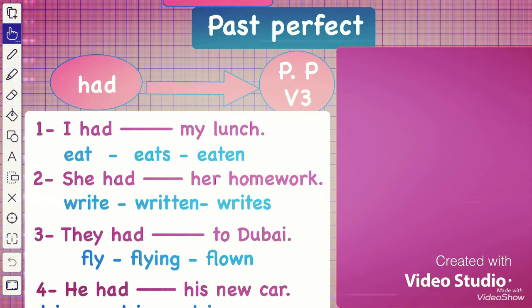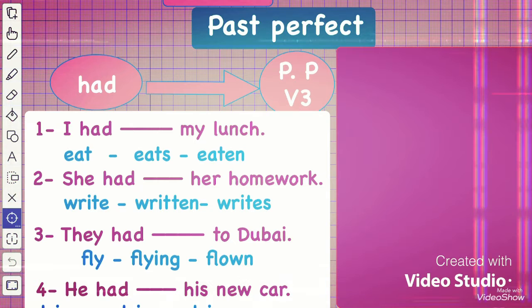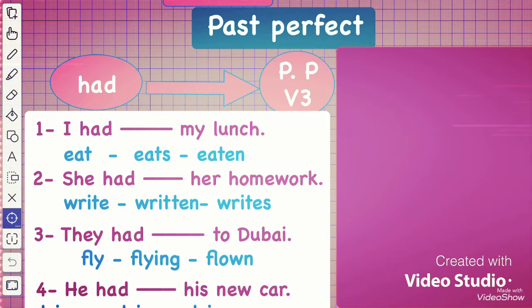Again in our time for grammar. Today we are going to talk about the past perfect. Let's see first how we can form the verbs in the past perfect. First, you should know that when we talk about past perfect, it means that we should write had plus PP or V3. Again, had plus PP or V3.